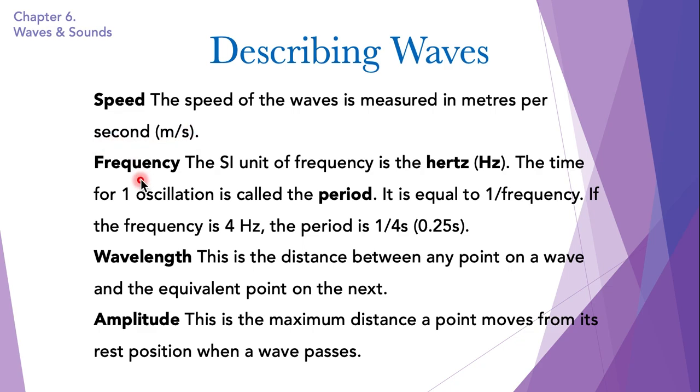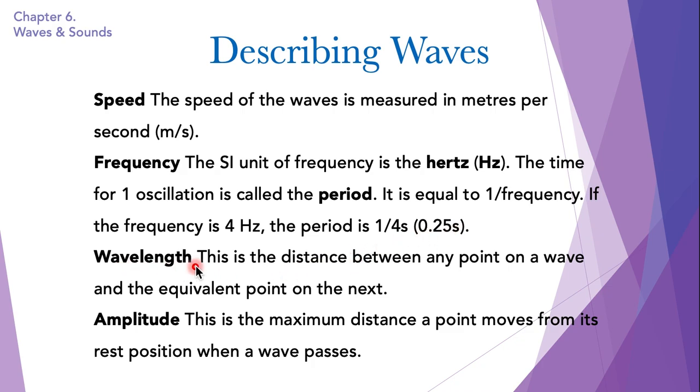And we have frequency as well. The SI unit of frequency is the hertz. The symbol of the hertz is Hz. For example, if we make 4 oscillations per second with the spring, then 4 waves pass any point per second, and the frequency is 4 hertz. So the time for one oscillation is called the period, and this is equal to 1 divided by frequency. So the frequency is 4 hertz, the period is 1/4 second.